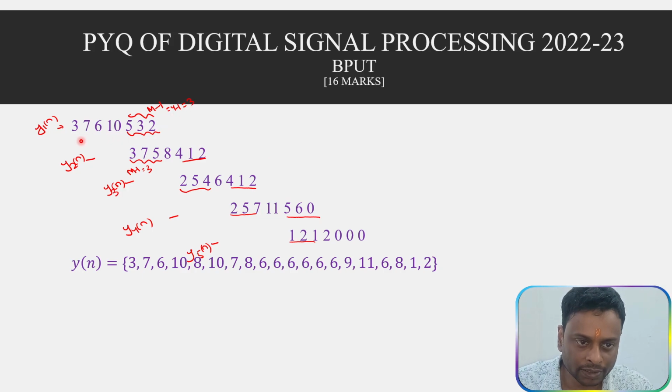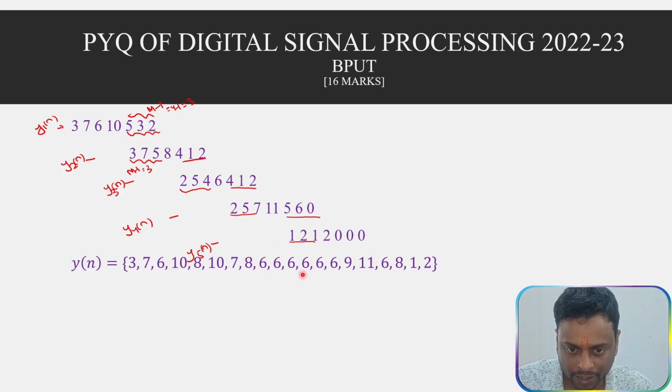Okay. So you can see this 3, 7, 6, 10. So this 5 will be added to 3. So 5 plus 3, that will be 8. Similarly, 3 plus 7, it will be 10. Similarly, 2 plus 5, that will be 7. Similarly, this 8 is written as it is. Then 4 plus 2, it will be 6. Then 1 plus 5, that will be 6. Then 2 plus 4, that will be 6.